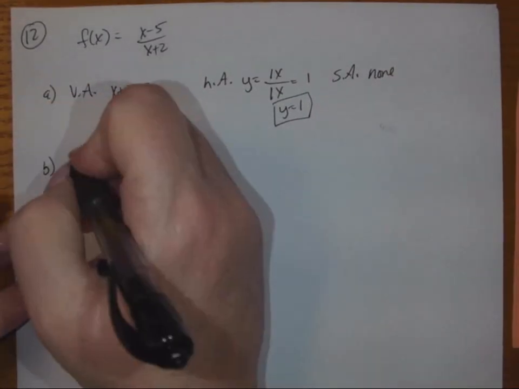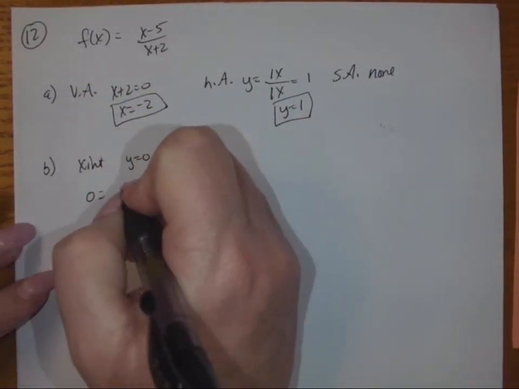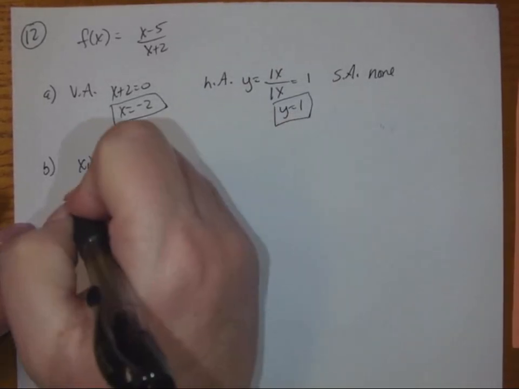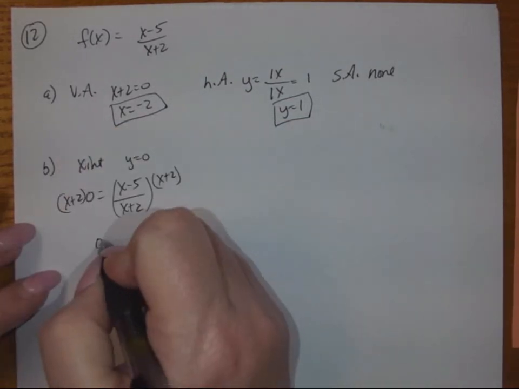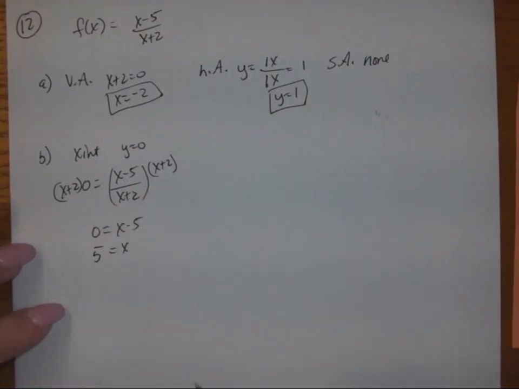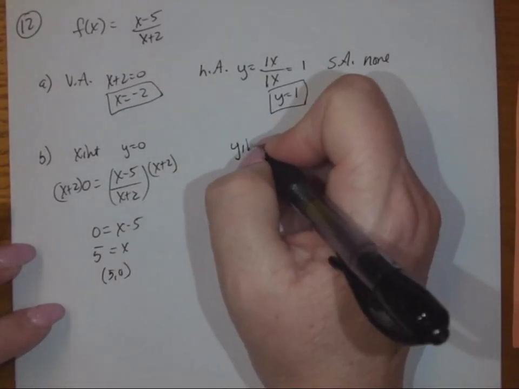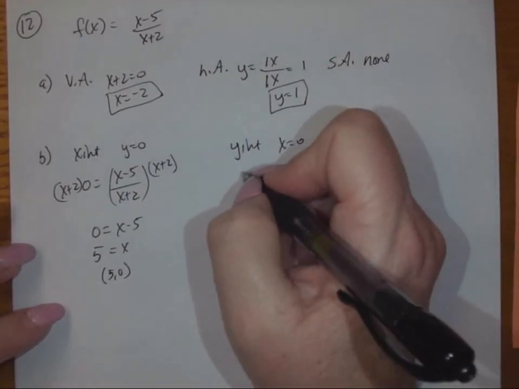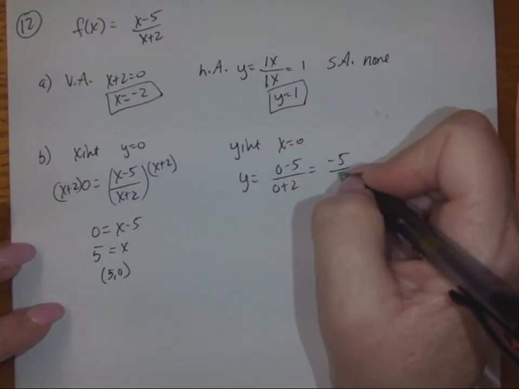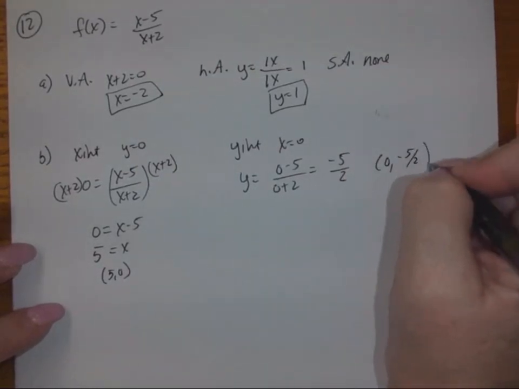Part B, we need to find the x-intercept and the y-intercept. X-intercept, y equals 0. So 0 equals x minus 5 over x plus 2. Multiply both sides by that denominator. We get 0 is equal to x minus 5. So x would be equal to positive 5. So that means our intercept is 5, 0. For the y-intercept, we have x equal to 0. So y equals 0 minus 5 over 0 plus 2, which will get you -5/2. So our intercept is 0, -5/2.